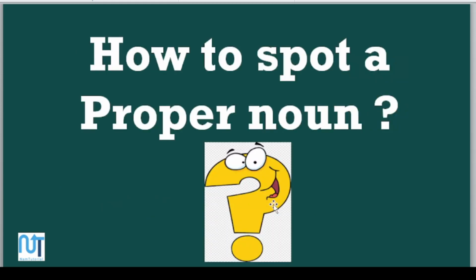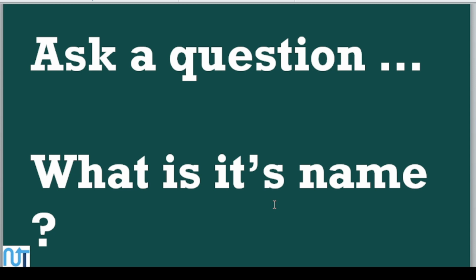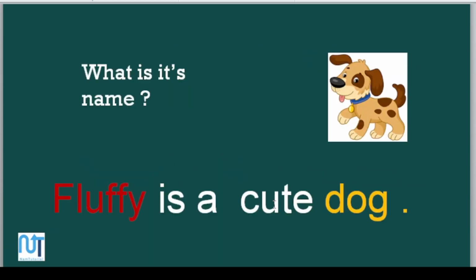How to spot a proper noun? Ask a question: what is its name? If you get the answer, it's a proper noun. Fluffy is a cute dog. Which animal are we talking about? Yes, we are talking about a dog. Which dog? Do you know? Yes, Fluffy. We are talking about Fluffy. He is so cute. Yeah, Fluffy is a particular name of this dog. So, Fluffy is a proper noun.